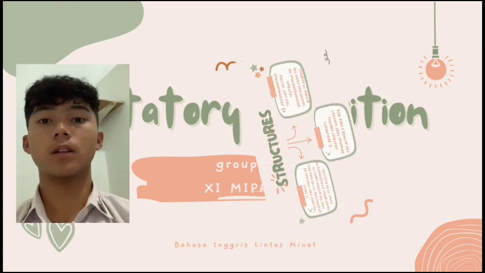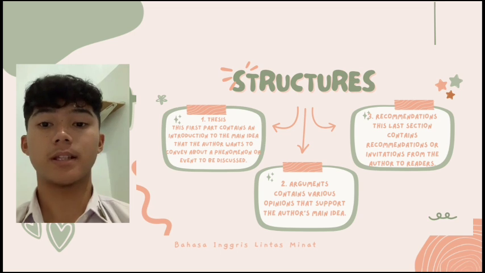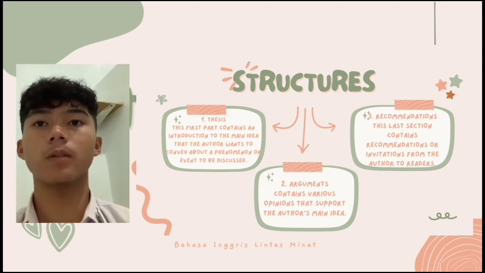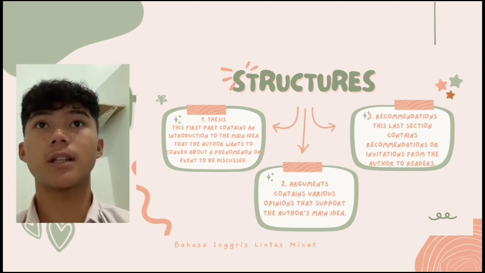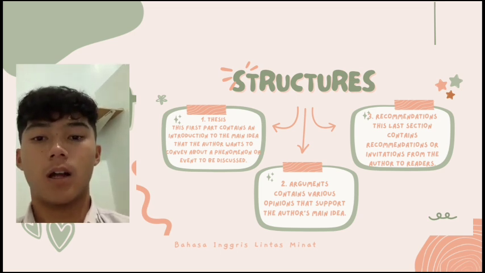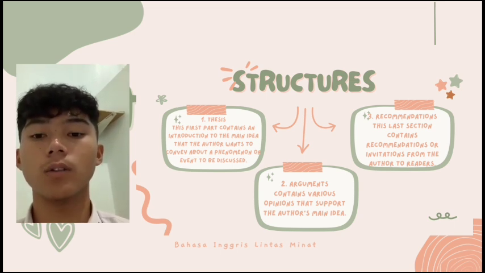Now we talk about the structure of hortatory exposition. Number 1 is the thesis. This part contains an introduction to the main idea that the author wants to convey about the phenomenon to be discussed. Number 2 is arguments, which contain various opinions about the author's main idea. Number 3 is recommendation. This last section contains a recommendation or invitation from the author to readers.